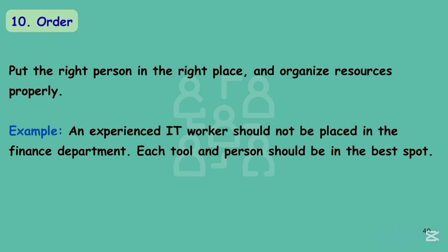10. Order. Everything should be in its right place, people and materials. For example, a storeroom where all items are labeled and employees have defined desks. That's order.